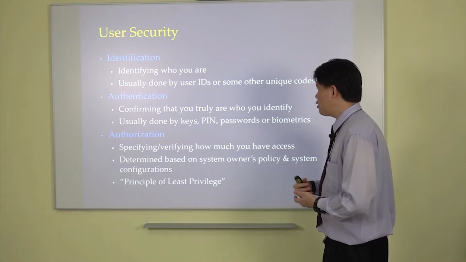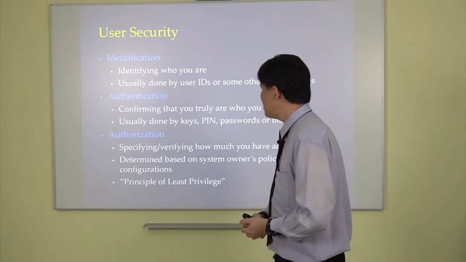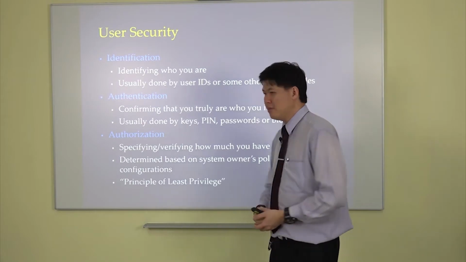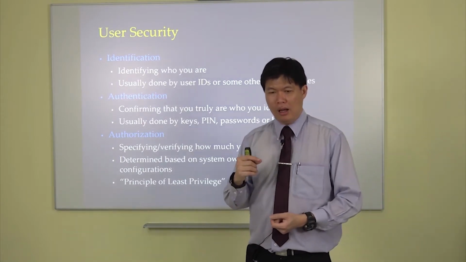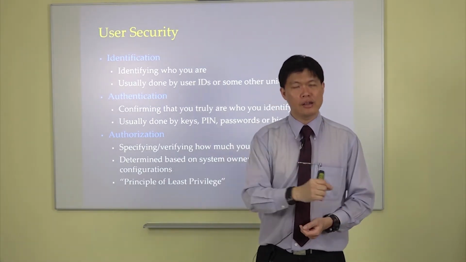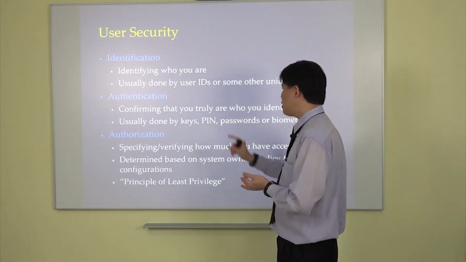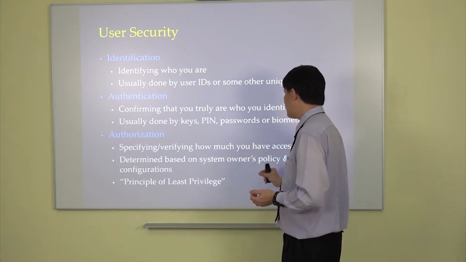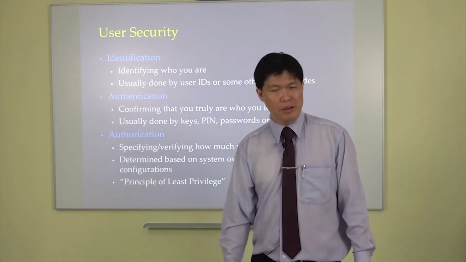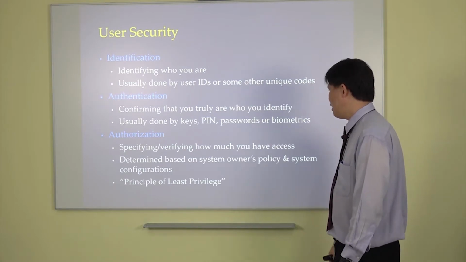And then you have the authorization, which is another level of security beyond authentication. So after you confirm your identity, then the system can determine what I can access, what I can do in the system, and what I cannot, based on who I am or what role I play. Okay, so authorization is verifying how much access I have and providing only that access that I have been granted. So it depends on the policy of the organization.